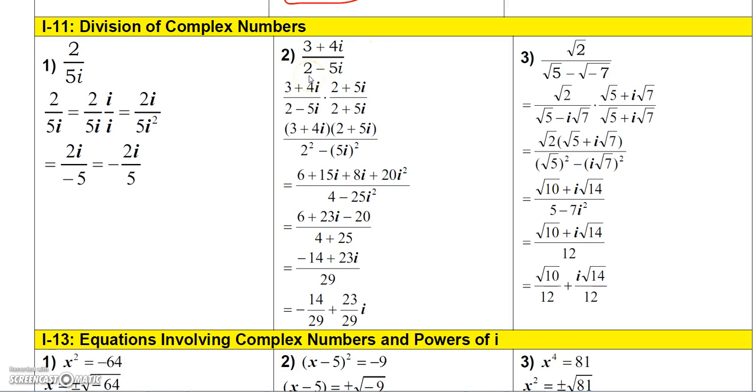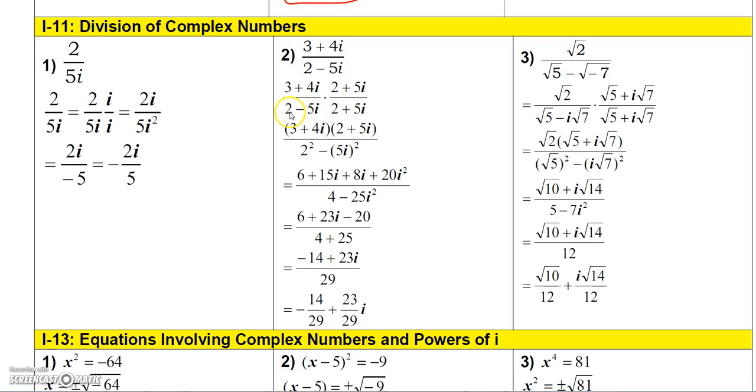Now, on this one, my denominator has an i in it, but it actually has the entire a plus bi form. So when you have the entire a plus bi form, the 2 minus 5i, what we need to do is take this denominator, 2 minus 5i, and multiply it by its complex conjugate, which would be 2 plus 5i. Now, if I multiply it by the complex conjugate on the bottom, I also have to do it on the top. So I have to multiply the top by 2 plus 5i as well.